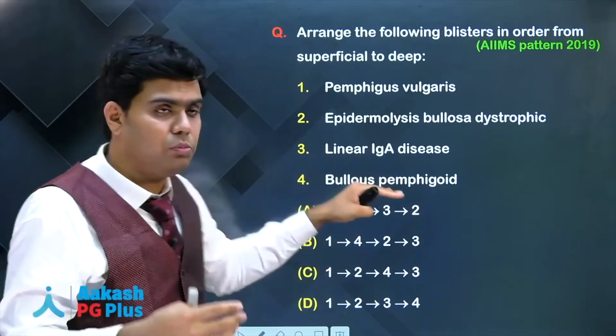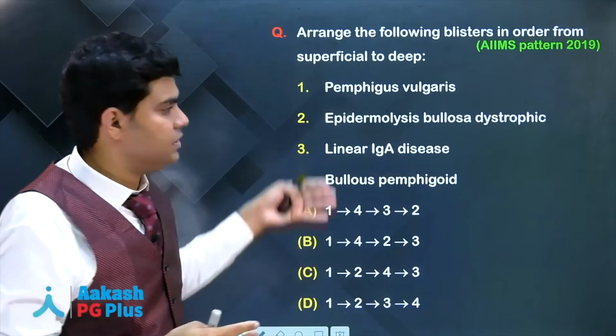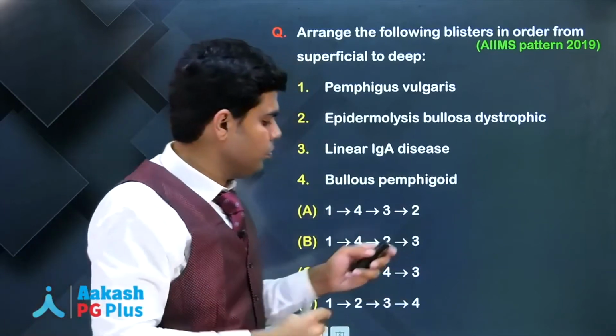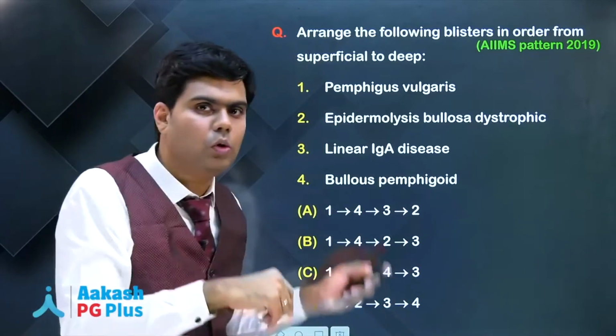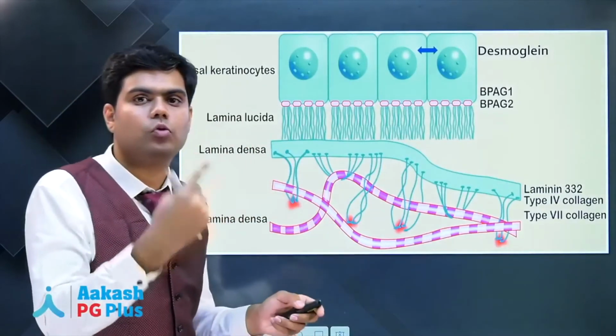The fourth one is bullous pemphigoid. Now we have to arrange this from top to bottom. So before discussing this, let's have a quick look at the basement membrane zone.